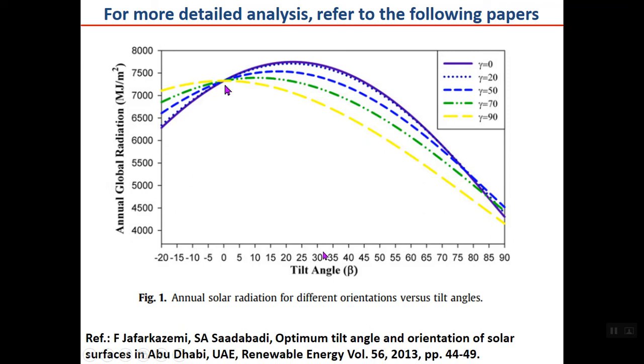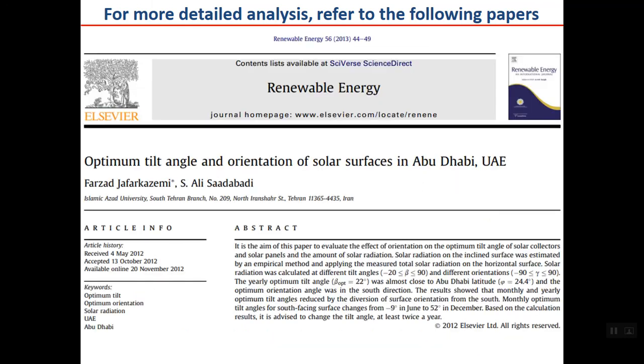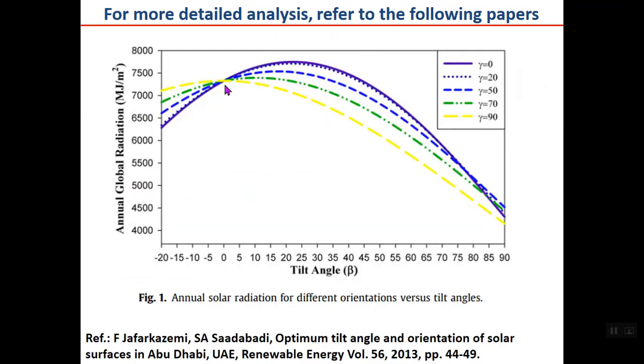You can see that there is an optimum tilt angle, and this line is the optimum tilt angle. It is somewhere, for example, here, where you receive the maximum annual global radiation. But one important point, which we'll discuss in the next slide, is the effect of orientation. If the orientation of the panel is not towards south, then the optimum tilt angle may be different, and it's also an interesting topic to discuss. I can only ask you to refer to the paper if you want to know more about that.